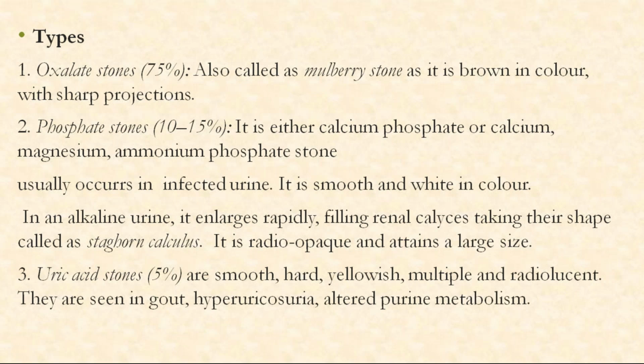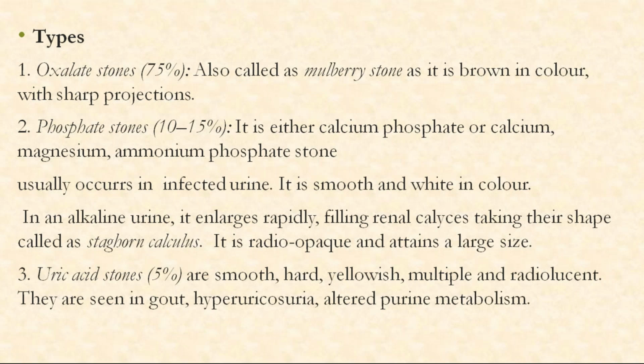The next variety is the uric acid stones. Sometimes they ask you which are radiolucent or radio opaque. Uric acid stones are radiolucent. Even if you take an X-ray, you cannot find these stones. Whereas calcium phosphates and oxalates can be seen as radio opaque. Uric acid stones are only 5% of the incidence. These are smooth, hard and yellow in color. Multiple stones are there. These are radiolucent.